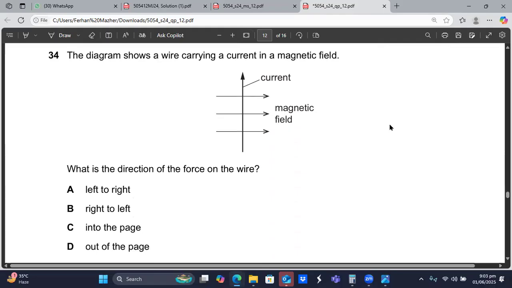Okay, so we have the diagram that shows a wire carrying a current in a magnetic field. What is the direction of the force on the wire? So you can use your left hand. This is a current carrying wire, and the current is going towards the top of the screen, and the magnetic field is going towards... let me open my camera so I can show you how to use the hand.